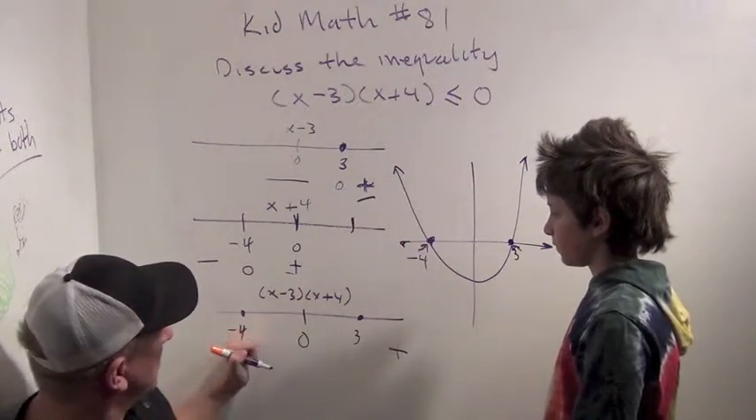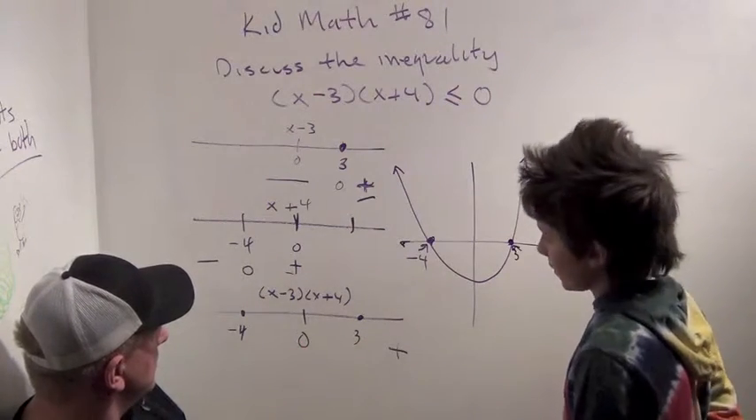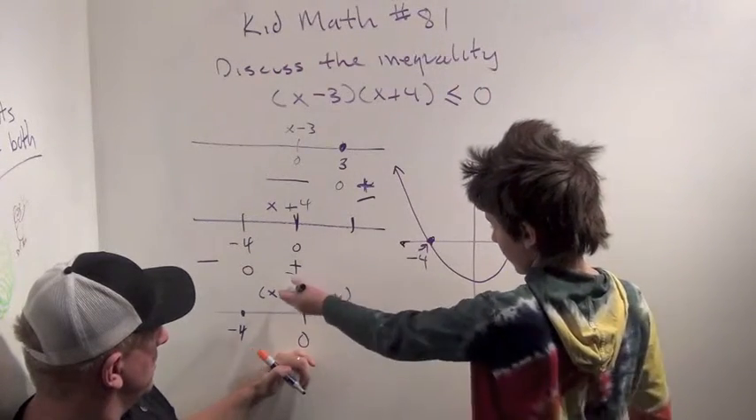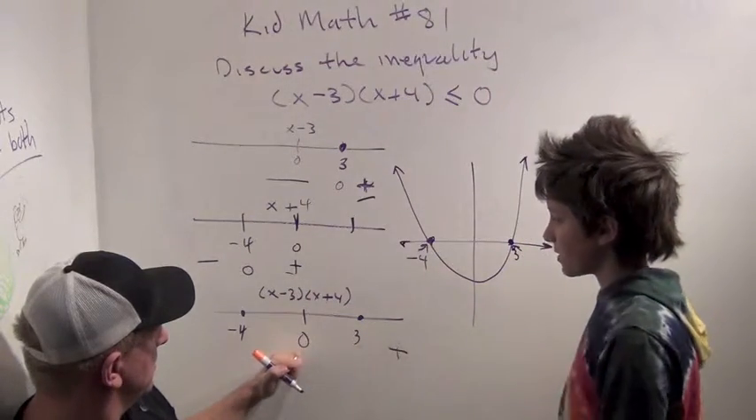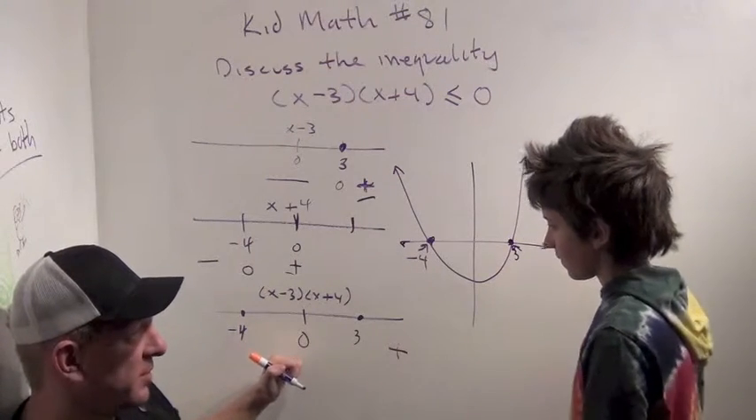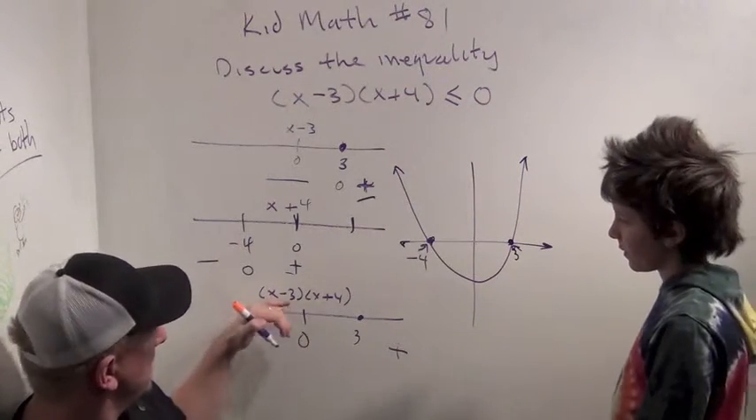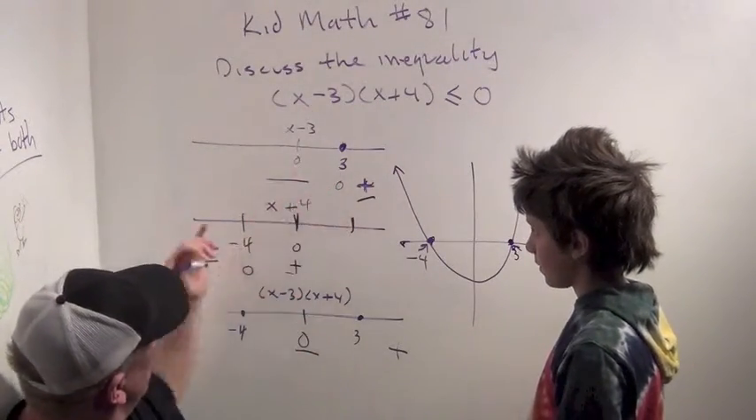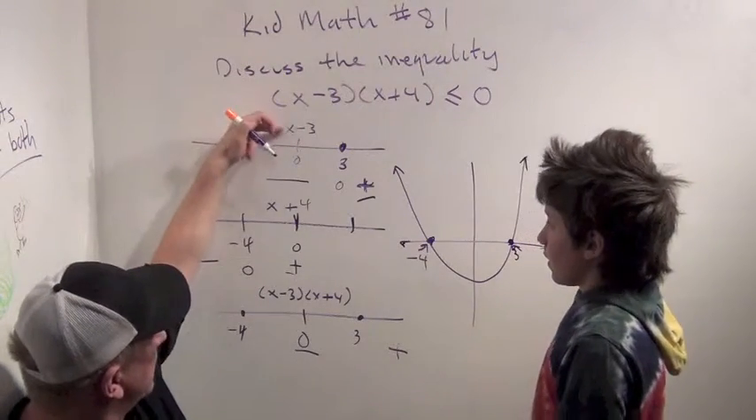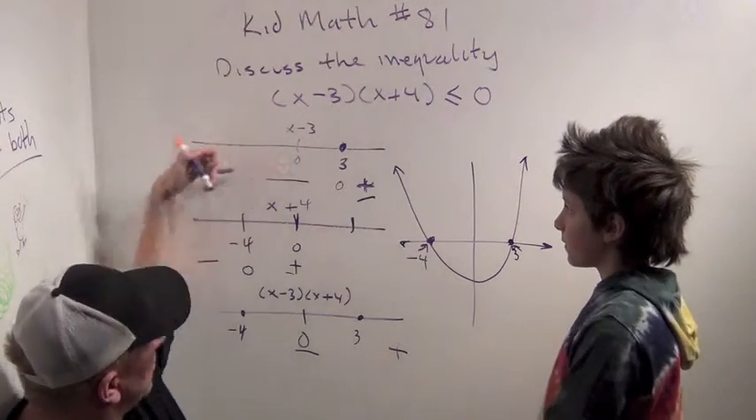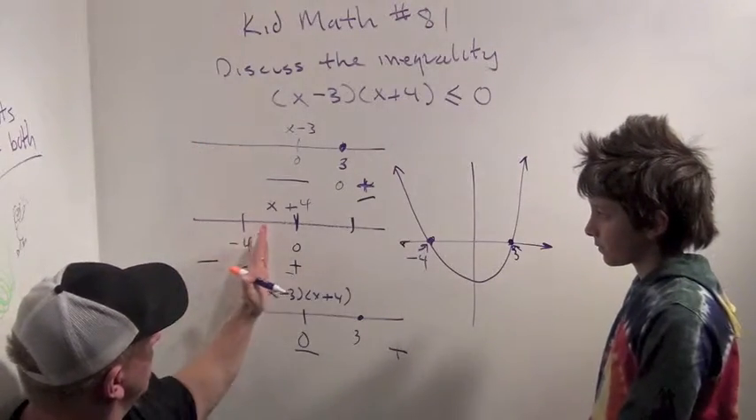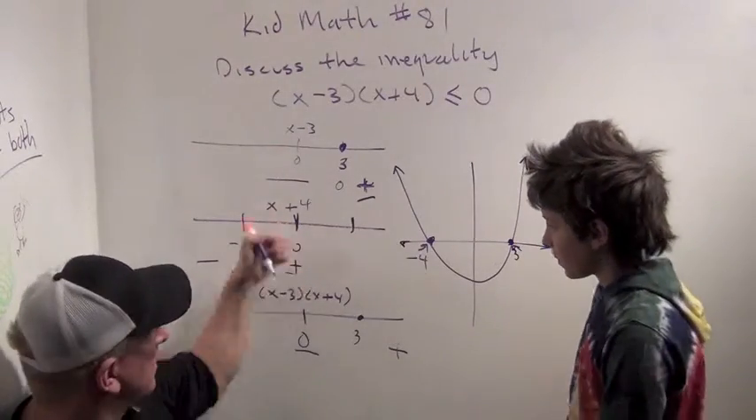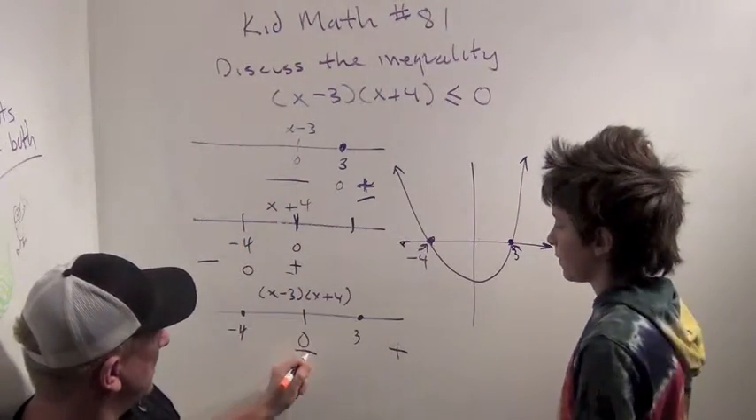What about in between -4 and 3, like when we choose 0? Let's say we chose 0, for example. It would be negative 3 times 4, which is negative. And we can see that here. When x is less than 3 but bigger than minus 4, x minus 3 is negative, and x plus 4 is positive. And negative times a positive is negative.